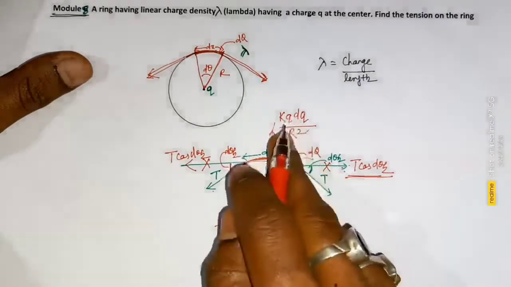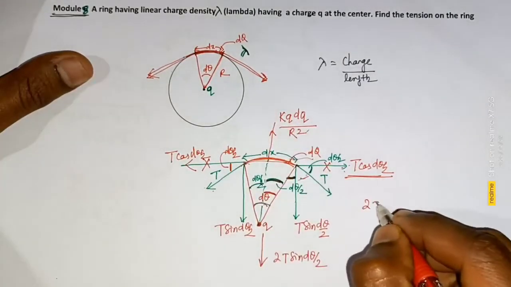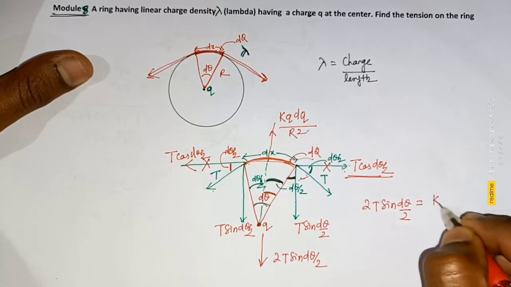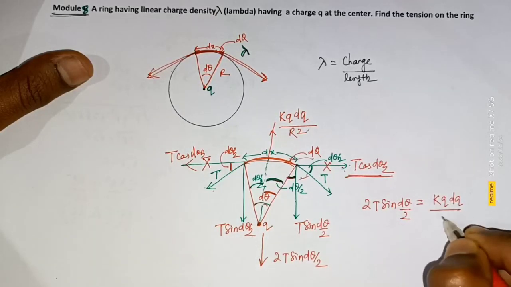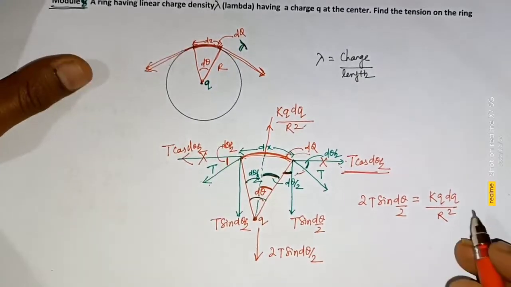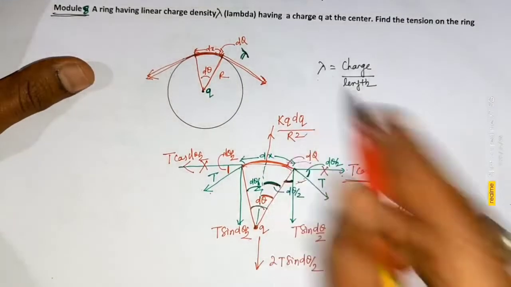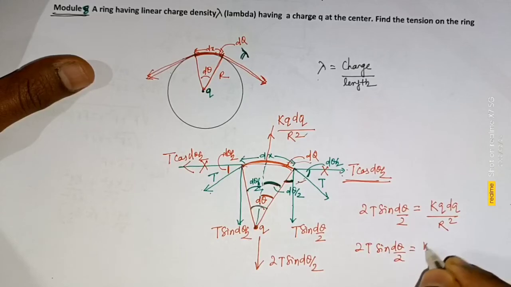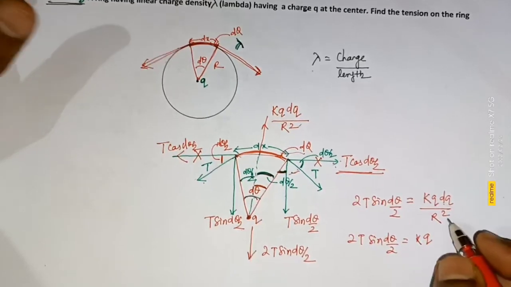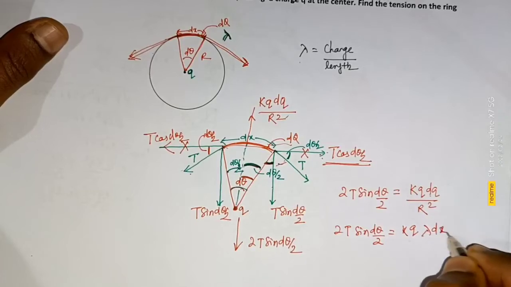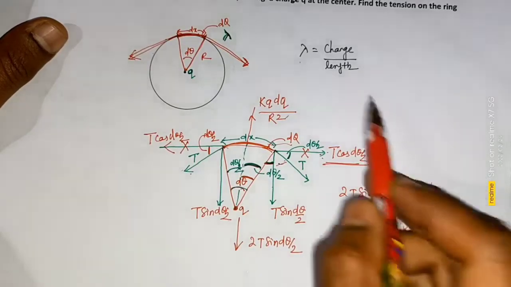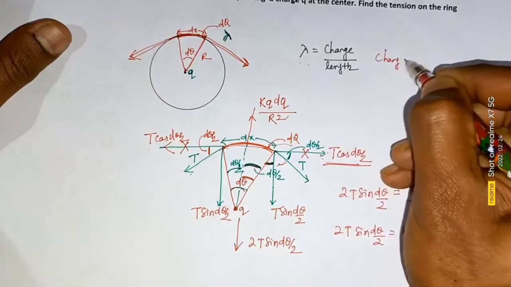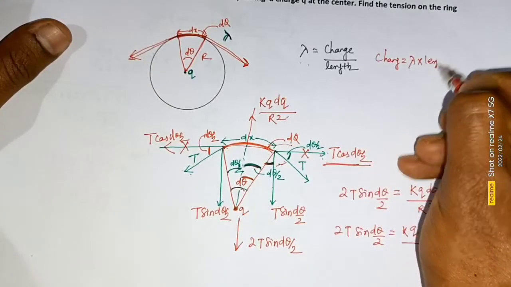So this one must be balanced by this one. So 2T sin(dθ/2) equals k q dq upon r². The question has been given in terms of lambda, so dq can be written as λ dx, because lambda equals charge upon length, so charge equals lambda into length.